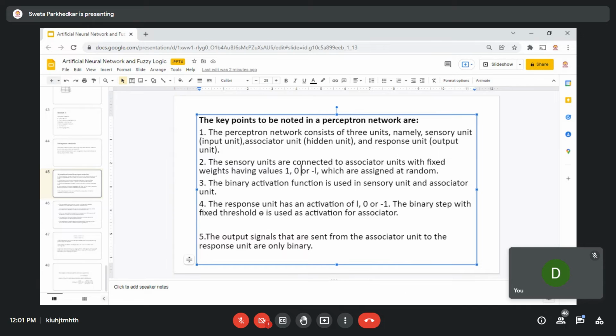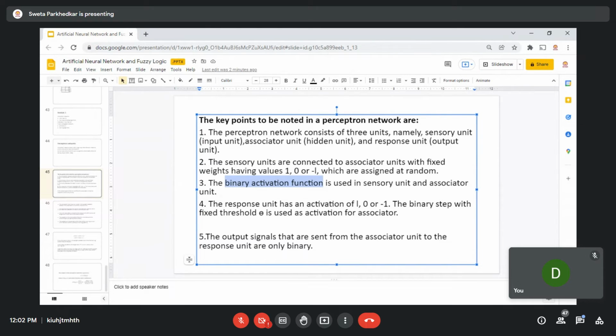So what are these weights? The connection between the hidden layer and the input layer has weights applied, right? The value of these weights is fixed: it can be 1, 0 or -1, and it is assigned at random. So the binary activation function is used in the sensory unit and the associator unit. While developing a perceptron, keep in mind that you have to use a binary activation function.